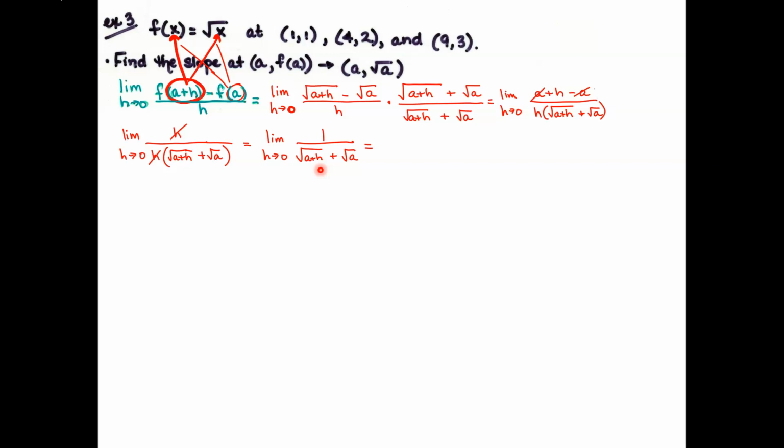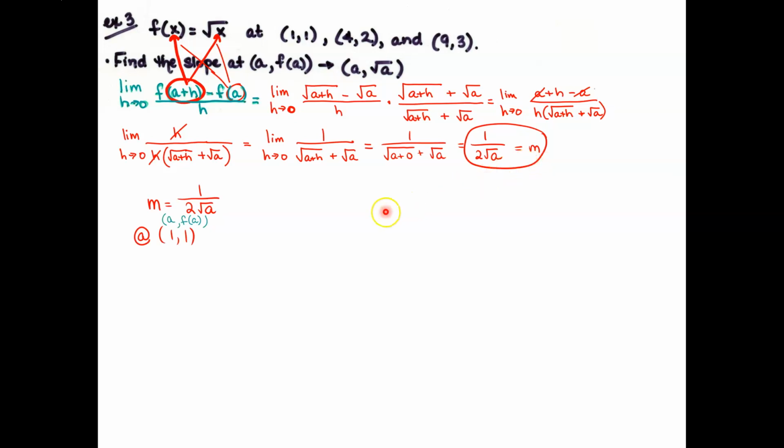And so when I put 0 in for h, I'm going to get 1 over the square root of a plus the square root of a. That would be 1 over 2 square roots of a. And so instead of getting a number this time, I got a formula for my slope. I can put in any a value that I want. So for instance, when they say find the slope at the point (1, 1), this is my a value, this is my f of a, and this is my formula for slope.